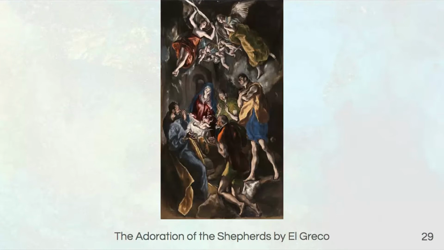All of the illumination is coming from the infant Christ child at the center of this painting, and therefore it illuminates all the other figures around it. And you can see that the forms of the figures themselves are very long and stretched out.